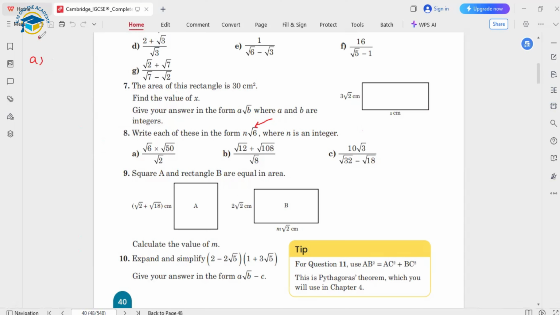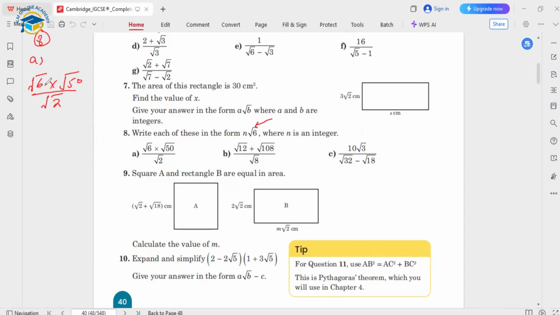So let's start with question number 8, part A. So we have square root 6 times square root 50 over square root 2. First, we will simplify this one a bit, and after that, we will go for the further process.